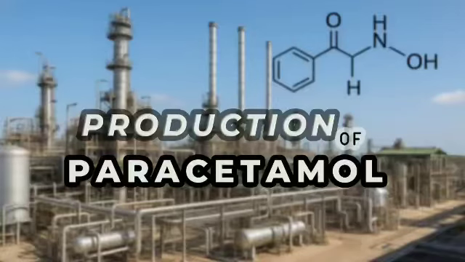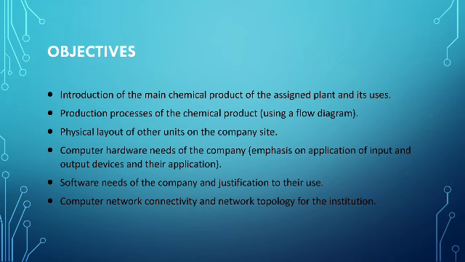In this video, we are going to be educated on the production of paracetamol and the IT behind the process. Paracetamol, scientifically known as acetaminophen and locally referred to as para, is a drug used to relieve pain in various parts of the body. The objectives of this project are to know the main chemical product and its uses, the production process, physical layout of other units, computer hardware and software needs of the company, computer network connectivity, and network topology for the institution.